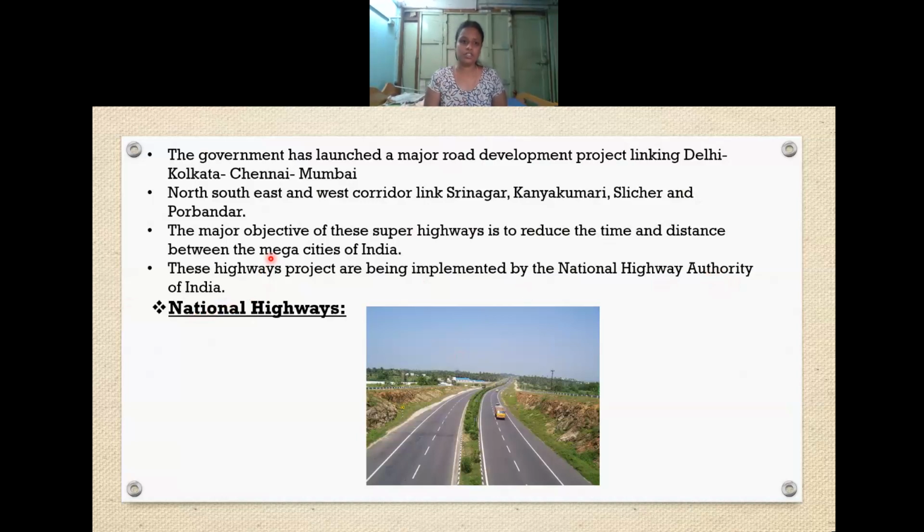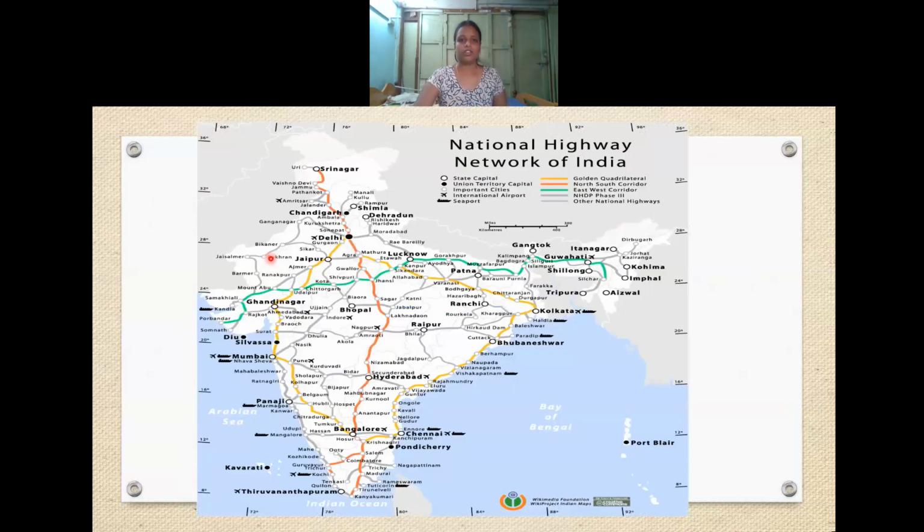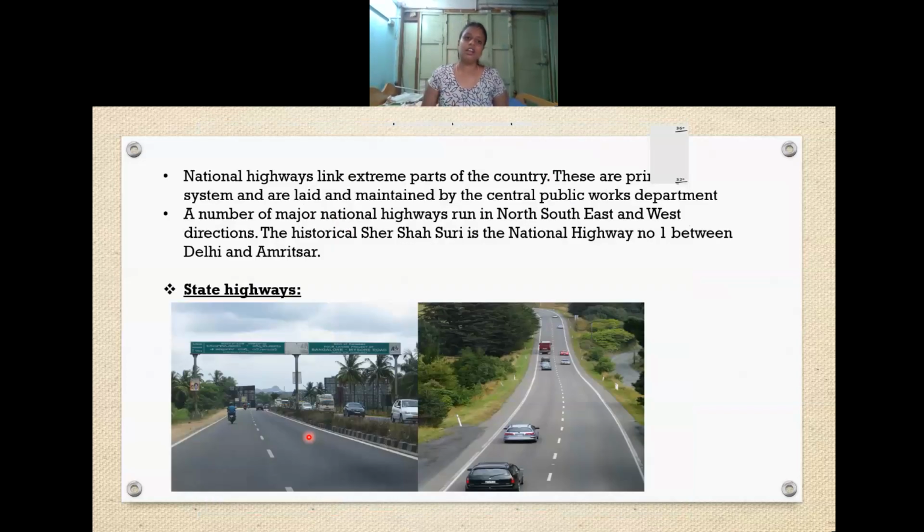The next categorization of road is the national highway. You can see the national highways on the India map wherever I am moving the cursor. They connect the major cities in our country and link the extreme parts of our country, almost all parts. These are the primary road system, and they come under the maintenance of the Central Public Works Department.